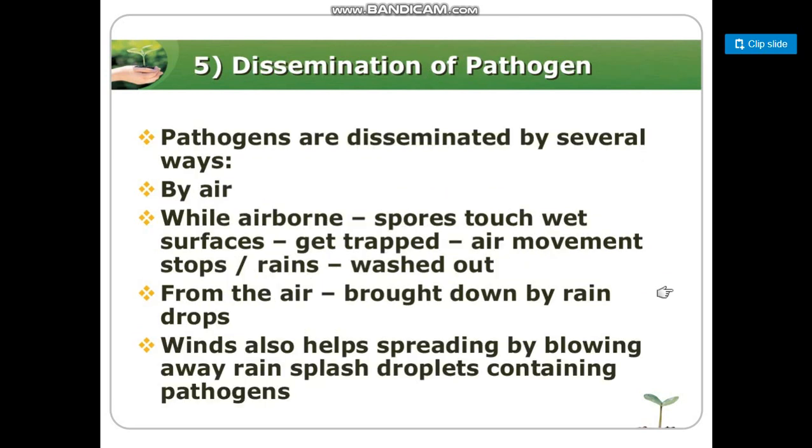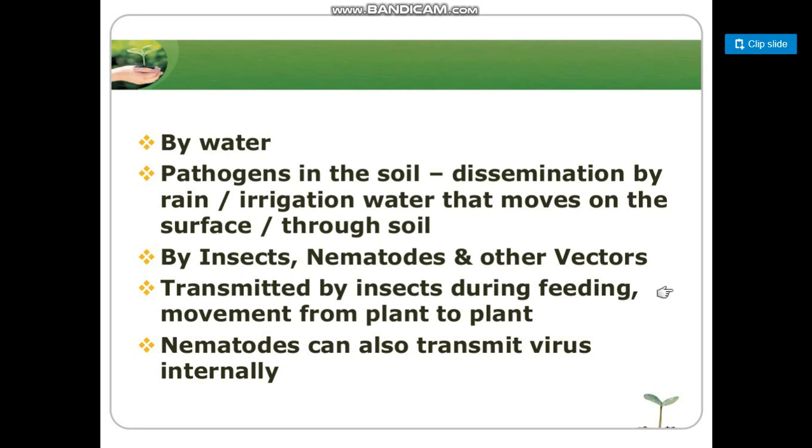Pathogens are disseminated in several ways. By air: while airborne, spores touch wet surfaces and get trapped, air movement stops, and rain washes them out. From the air they are brought down by raindrops, and winds also help spreading by blowing away rain splash droplets containing pathogens. By water: pathogens in the soil are disseminated by rain, irrigation, and water that moves on the surface through soil. By insects, nematodes, and other vectors: transmitted by insects during feeding, moving from plant to plant. Nematodes can also transmit viruses internally.